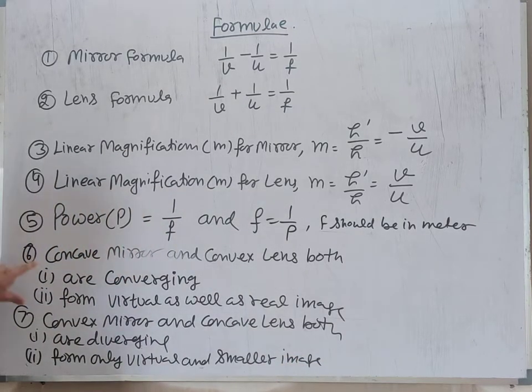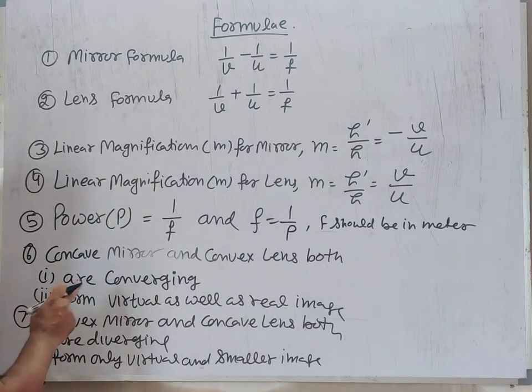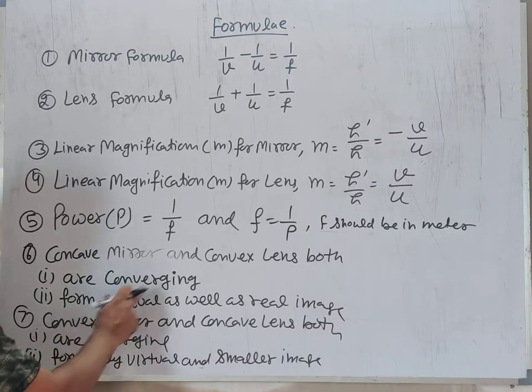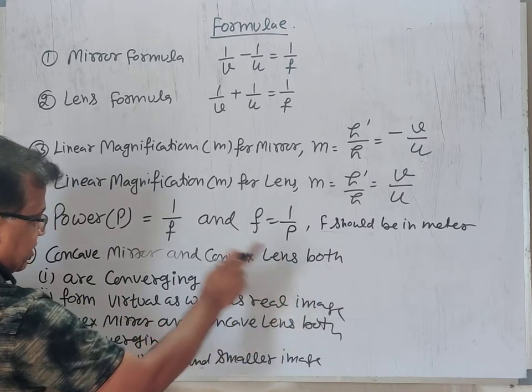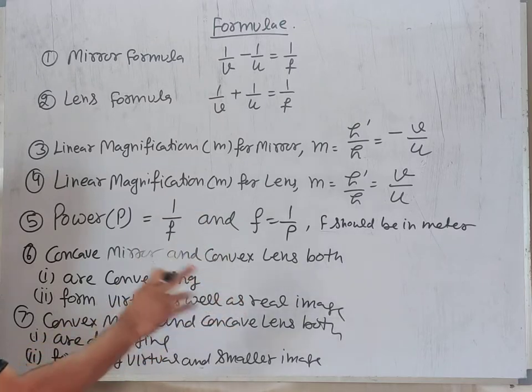And thus concave mirror and convex lens both are converging. They converge the light rays, they form virtual and erect as well as real and inverted image. Therefore, sizes can be small, equal or enlarged.